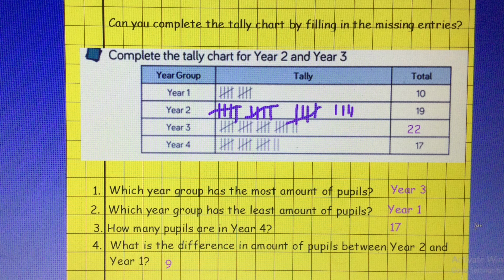By answering questions from this tally chart, you have interpreted the data. You have found out some important information about the year group, or the tally, or the totals themselves. Some questions may ask you how many people voted in total, or in this case, how many children are there in total in years 1, 2, 3 and 4. To do this, you would have to add together all the numbers in the total boxes. We would have to add together 10 plus 19 plus 22 plus 17 to find the total of all the children in years 1 to 4.